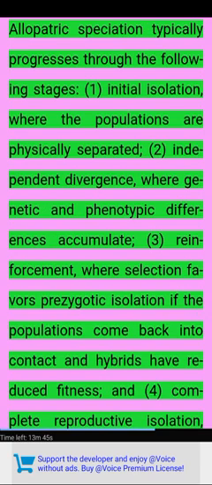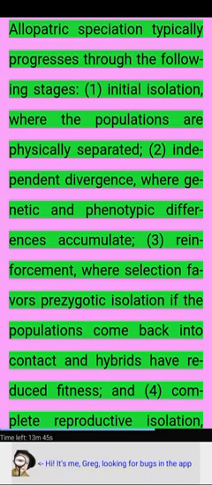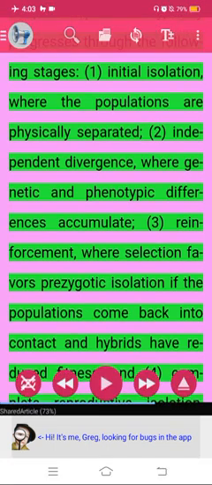Allopatric speciation typically progresses through the following stages. 1. Initial isolation, where the populations are physically separated. 2. Independent divergence, where genetic and phenotypic differences accumulate. 3. Reinforcement, where selection favors prezygotic isolation if the populations come back into contact and hybrids have reduced fitness. And 4.